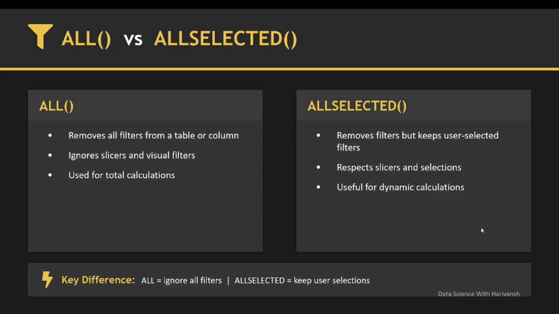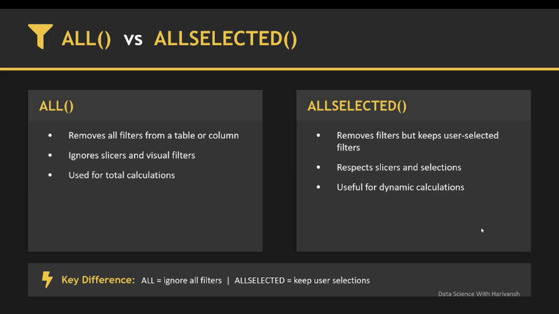To understand the difference between them, you first need to understand what filter context means and why controlling it is so important in Power BI. In Power BI, every visual on a report page is influenced by the current filter context. When a user clicks on a slicer, selects a value in a chart, or applies a page level filter, the filter context changes, and every measure on the page recalculates based on those active filters.